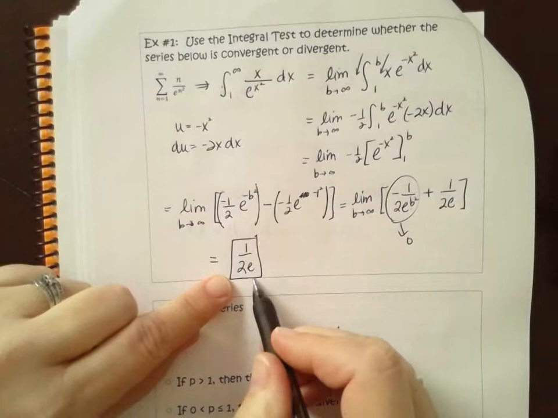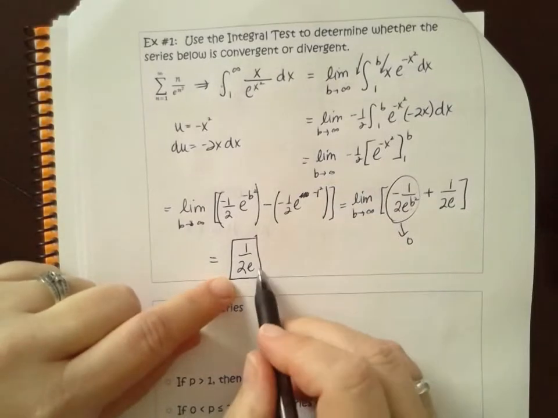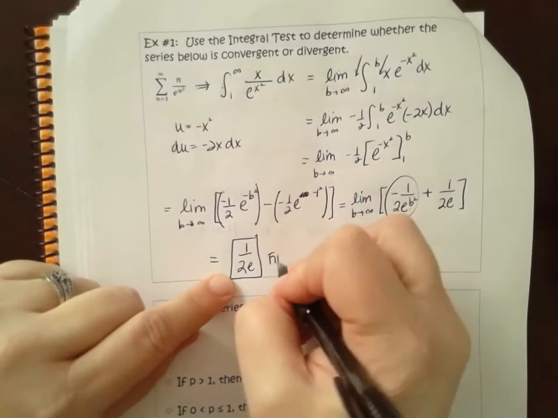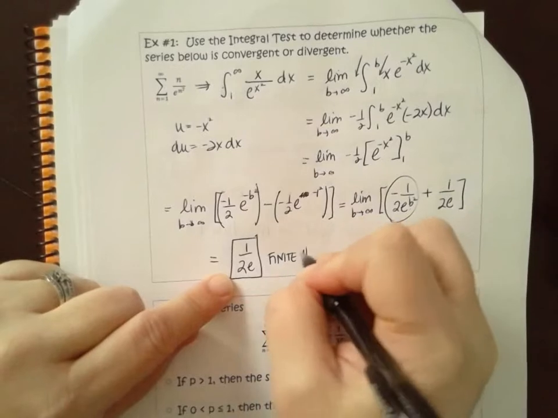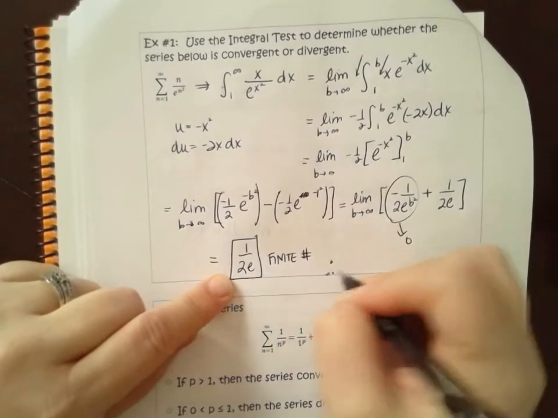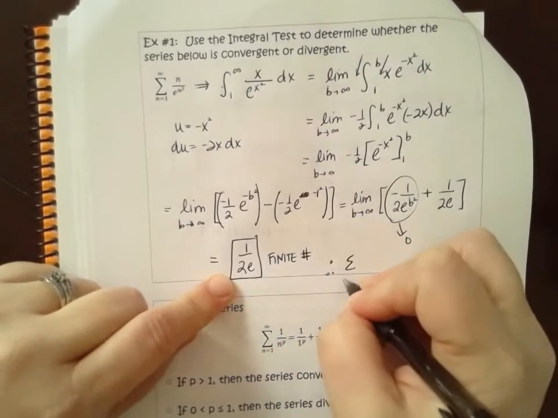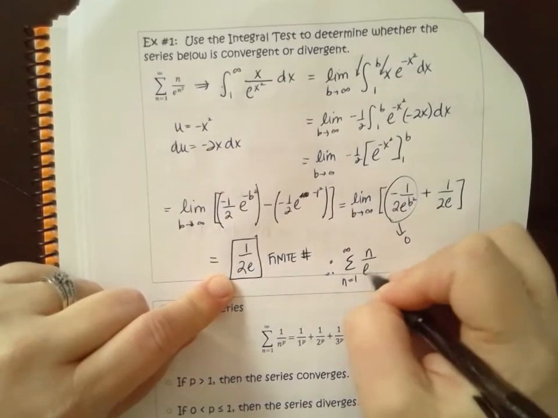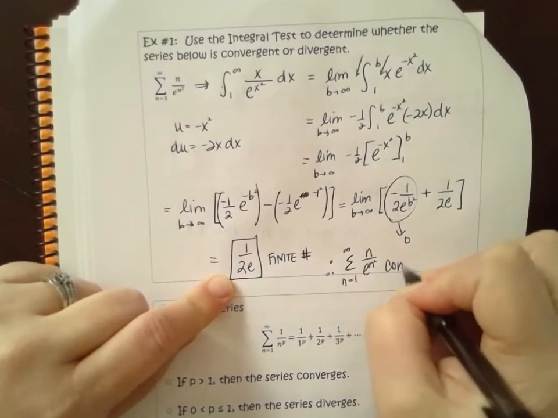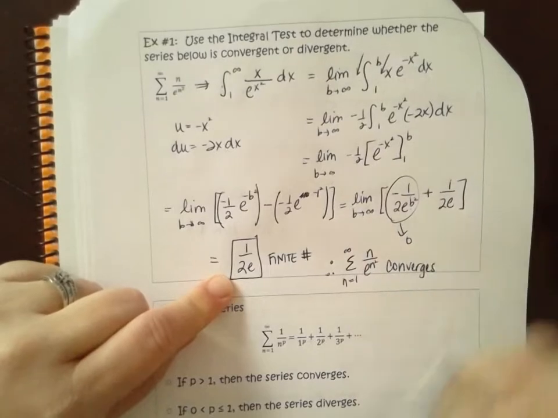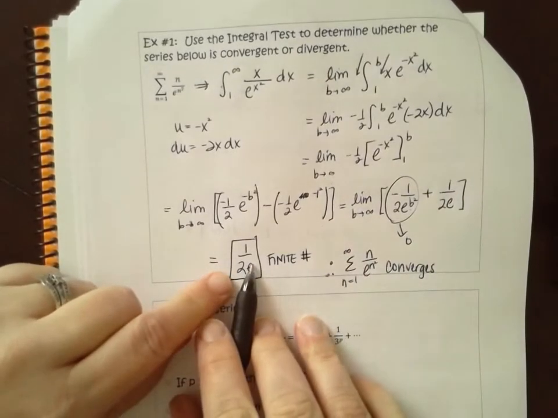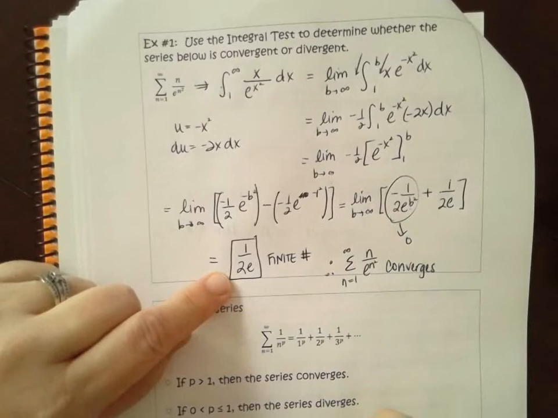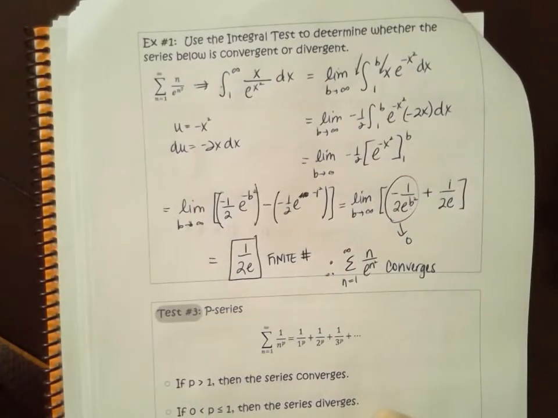It's an ugly number, but it is a number. Because that is a finite number, then the series converges. As long as this isn't positive or negative infinity, the answer is that it converges. So that's an easy test.